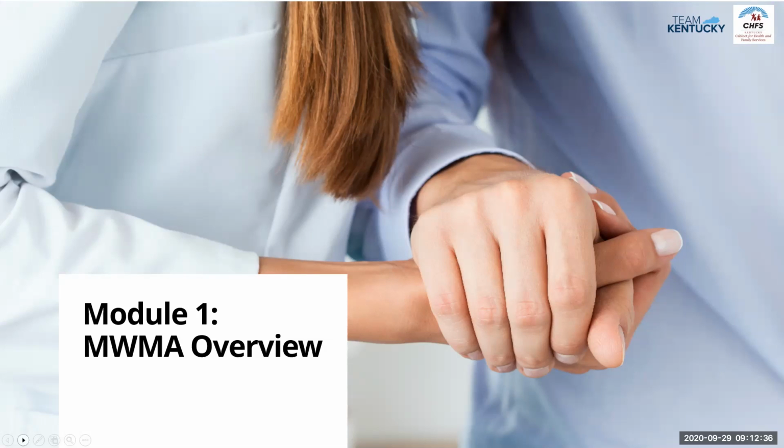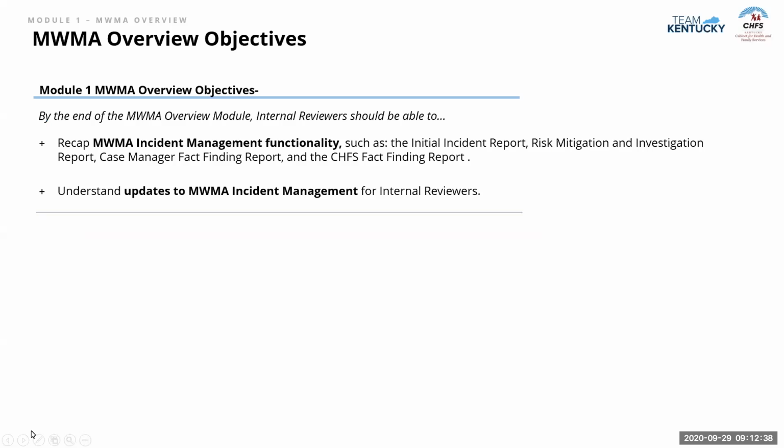So if we go to our next slide, we'll look at what our objectives are for today. First and foremost, we want to recap what MWMA incident management functionality is. So we're going to go over the initial incident report, the risk mitigation investigation report, case manager fact-finding report, and the CHFS fact-finding report. We're going to talk through each of these reports, what your roles and responsibilities are there, and your level of access to each report.